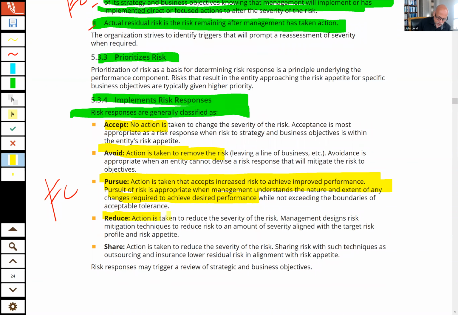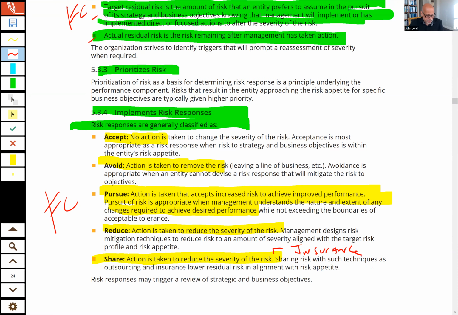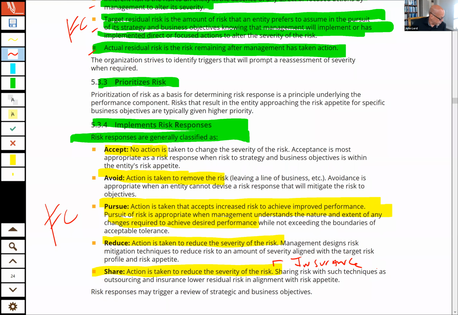Reduce is actions taken to reduce the severity of the risk. So you don't get completely out, you don't avoid it, but you reduce the risk. Share the risk, and the classic example of sharing the risk there, as I've mentioned a couple of times, is insurance, okay? All right, good. So you look at these, and if you accept the risk, what happens?